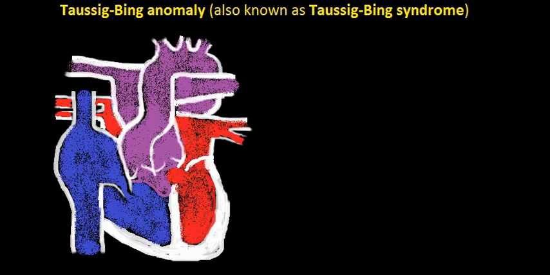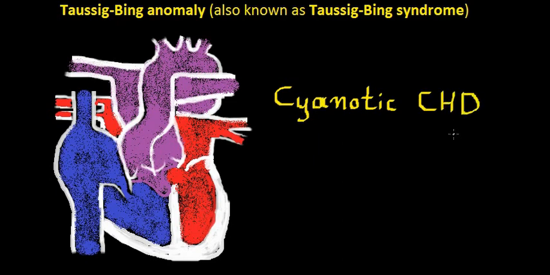Taussig Bing anomaly is a cyanotic congenital heart defect. That means a congenital defect that causes blue color of babies because of hypoxia due to decreased pulmonary blood flow.